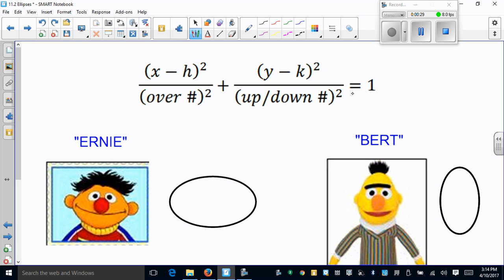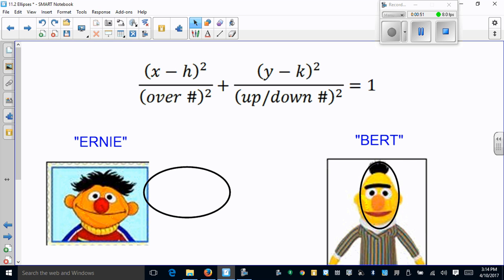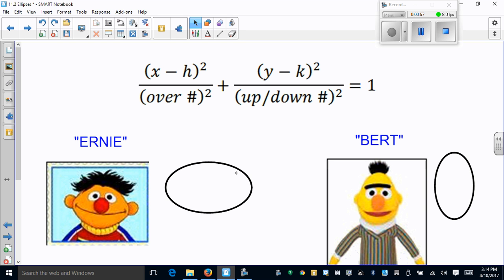Okay, and I use Bert or Ernie to identify which direction the ellipse is going. Ellipses are football shaped. Ernie is one that tends to be wider than it is long, and Bert has the long face going on. This is just to help you identify. If I say it's a Bert, and you drew an Ernie, you need to realize that you just drew it going the wrong way. But again, the difference between a circle and an ellipse is that in an ellipse these two numbers down here will be different, and it's always equal to 1, where a circle is equal to the radius.